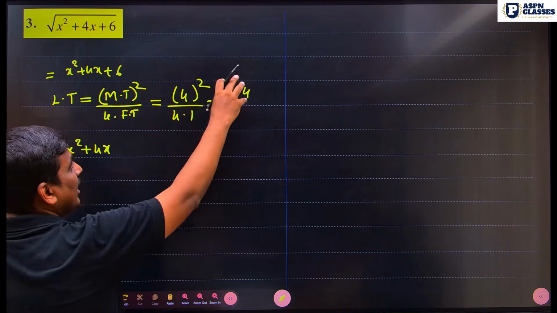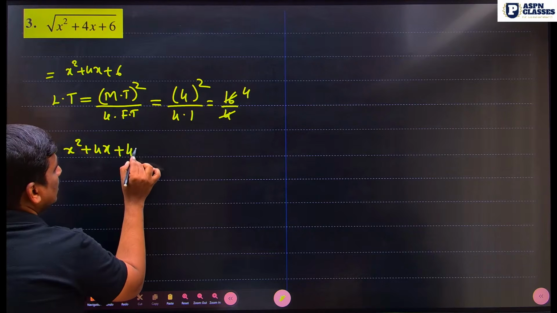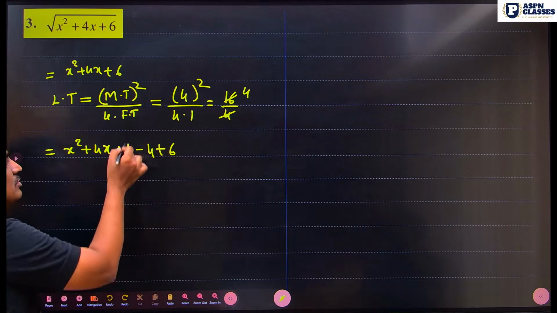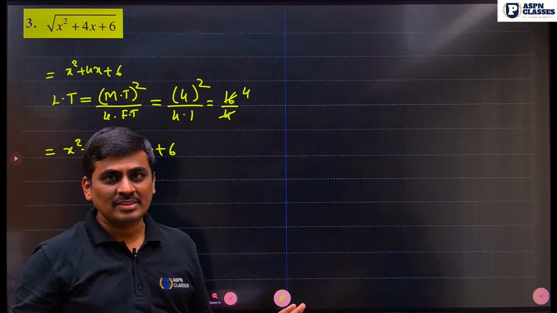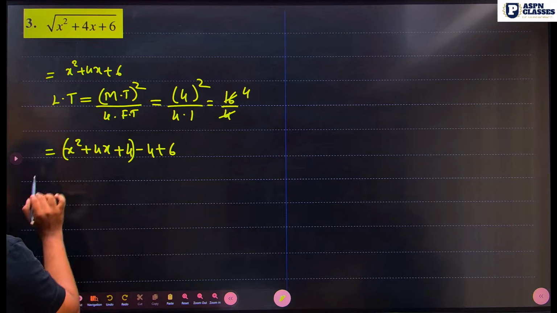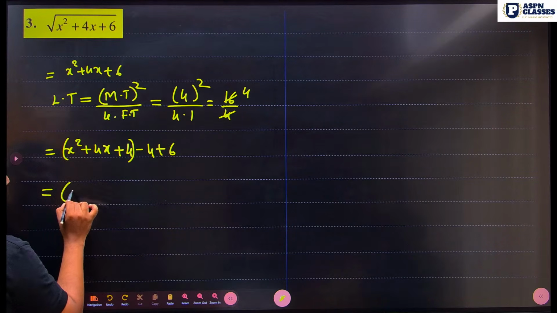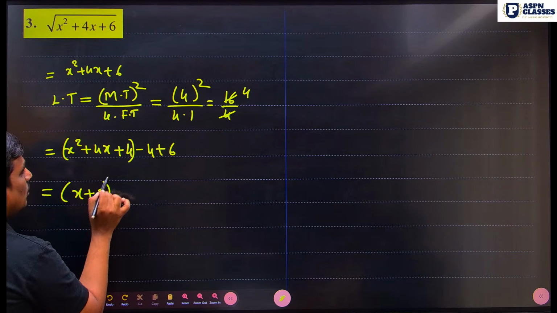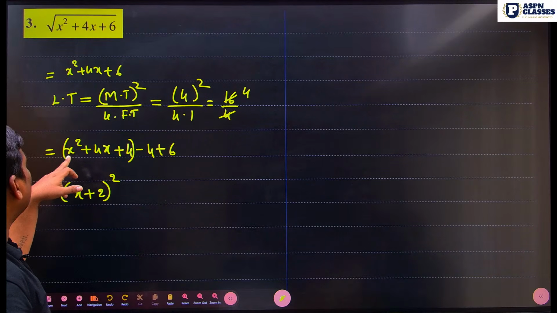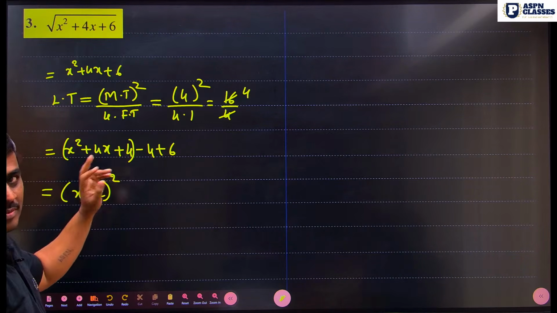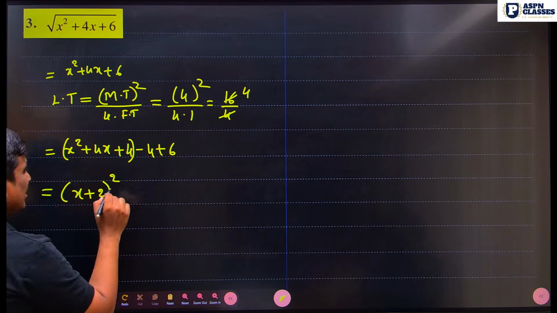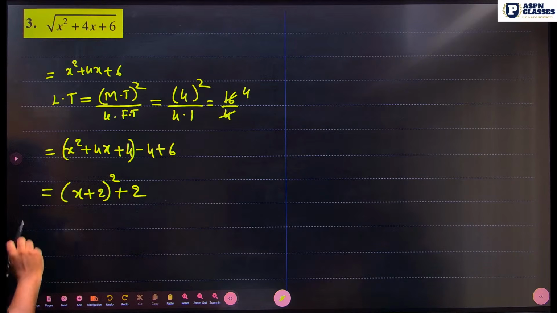Carefully observe, students, I got the last term, so I'm going to write plus 4, after that minus 4, and one more term, plus 6. When I cancel this plus 4 and minus 4, my equation will be the same as it was. I add and subtract this part so that I can take the bracket on the first three terms. Here I get x plus 2 whole square, which is the a plus b whole square formula, a square plus b square plus 2ab. Then 6 minus 4 simplifies to plus 2.